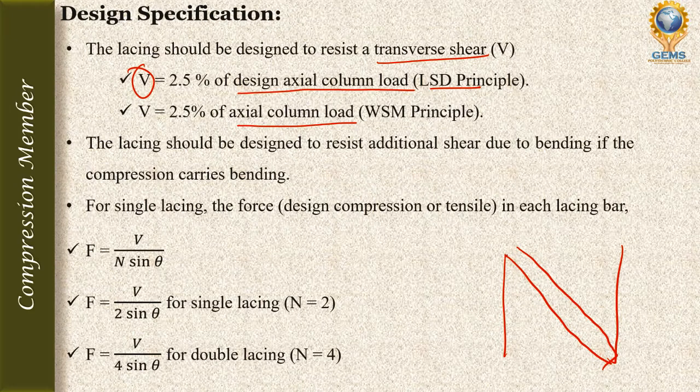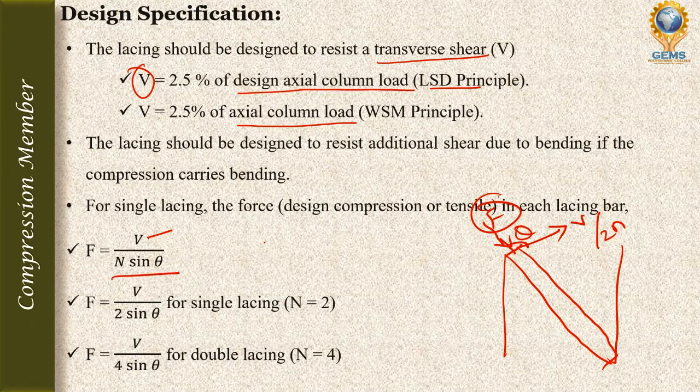So this lacing will have the force. Due to the force, you will have the nominal reaction, that is V by 2N. So how can we find the F value? F value is V by N into sine theta, because it is an inclined angle. It is inclined, so theta. So F is equal to V by N sine theta.